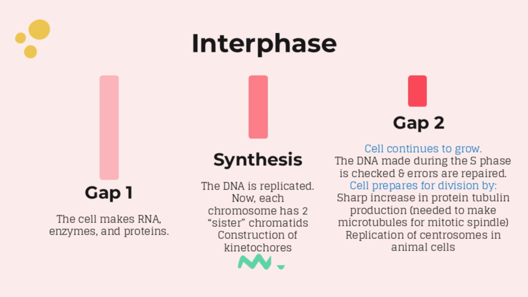Gap 2. The cell continues to grow. The DNA made during the previous phase, the S phase, is checked, and errors are repaired. This prevents mutations from occurring. The cell prepares for division by a sharp increase in the protein tubulin. This is needed to make microtubules for the mitotic spindle. Replication of centrosomes occurs in animal cells, as plant cells do not have centrosomes or centrioles.